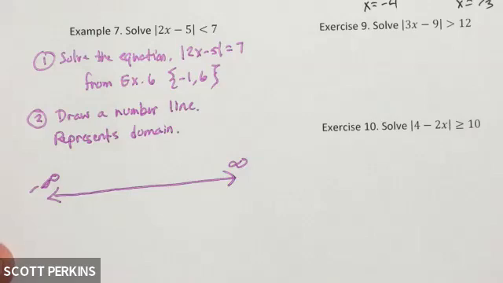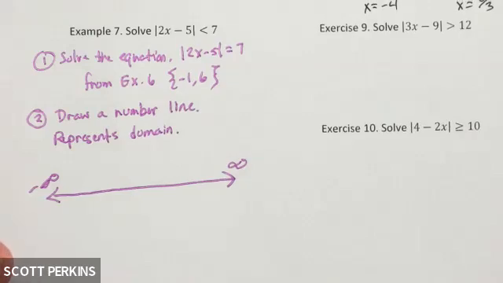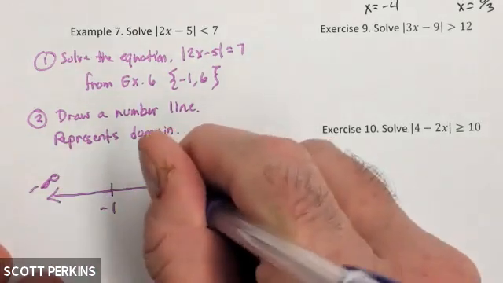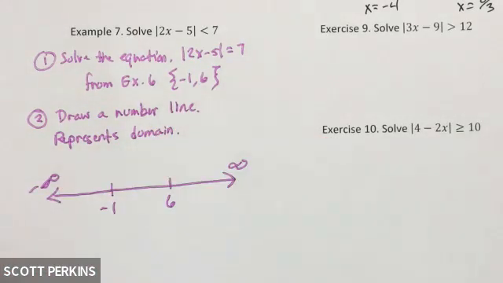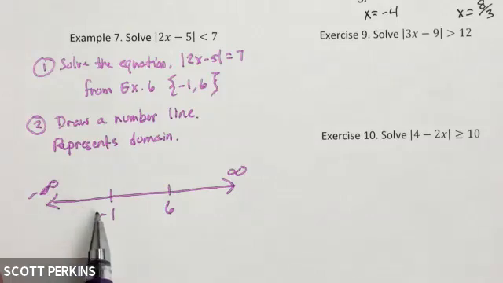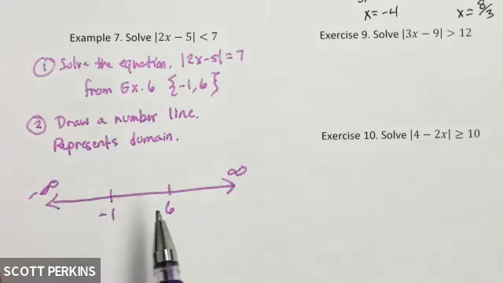And what we're going to do is we're going to label on the number line the points of equality. So I'm going to put -1 right here, and I'm going to put 6 right here. So what we've done on our number line is we've created 3 intervals. We've created the interval from negative infinity to -1. We've created the interval from -1 to 6, and we've created the interval from 6 to infinity.